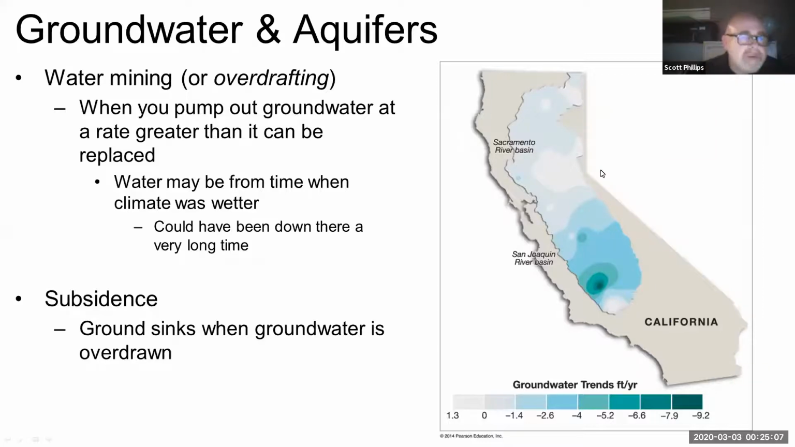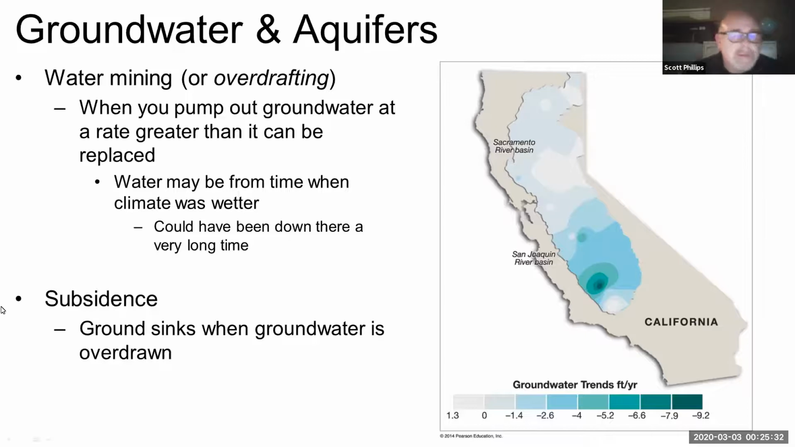Now, one major issue in places like California is water mining. Also, we call it overdrafting the aquifer. And this is when you pump out groundwater at a rate at which it can't be replaced. And so, water has filled up in these aquifers over long periods of time. And we are, in some cases, removing that water much faster than it can be naturally replaced.